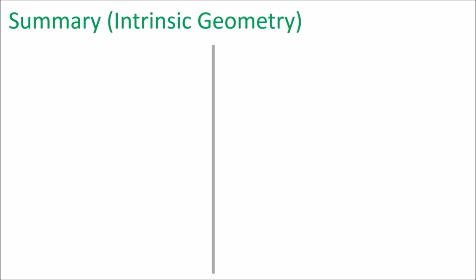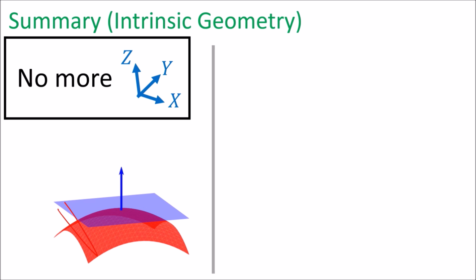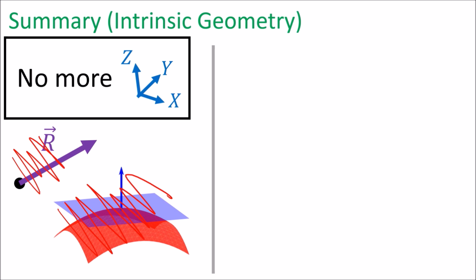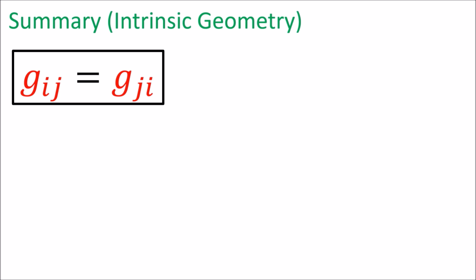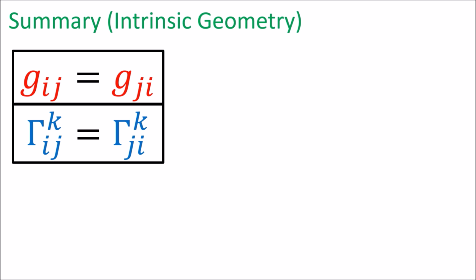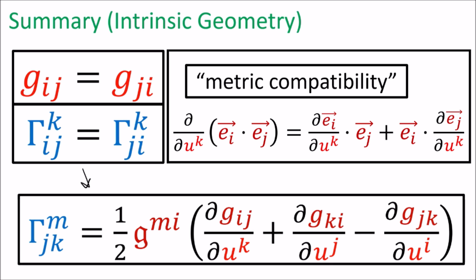So to summarize this video, in intrinsic geometry, we can't make any reference to the outside space. So that means that there are no surface normal vectors and no position vectors. We require the basis vectors at a point to be the partial derivative operators of the coordinate variables at that point. And using the facts that the metric tensor is symmetric in its indexes, that the Christoffel symbols are symmetric in their lower indexes, and also using this special metric compatibility property, we can derive the intrinsic formula for the Christoffel symbols. And this works for both intrinsic and extrinsic cases.